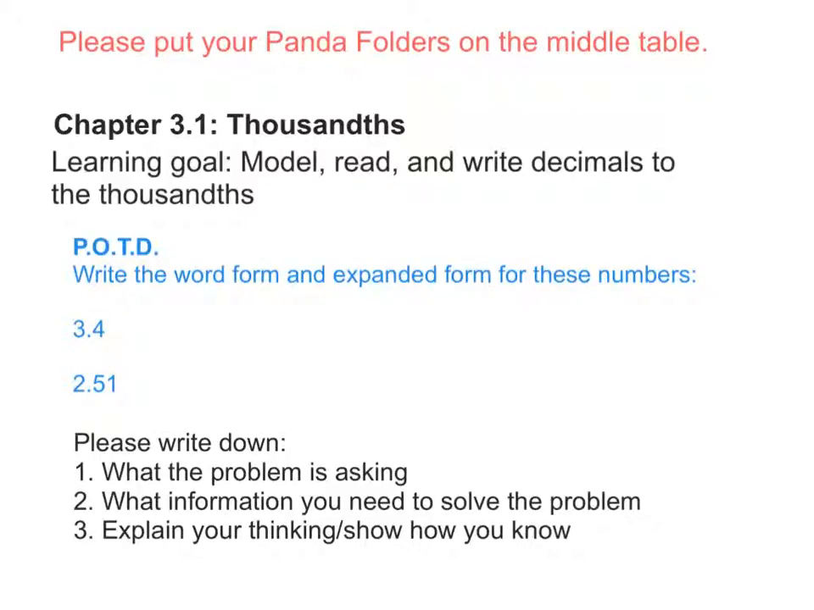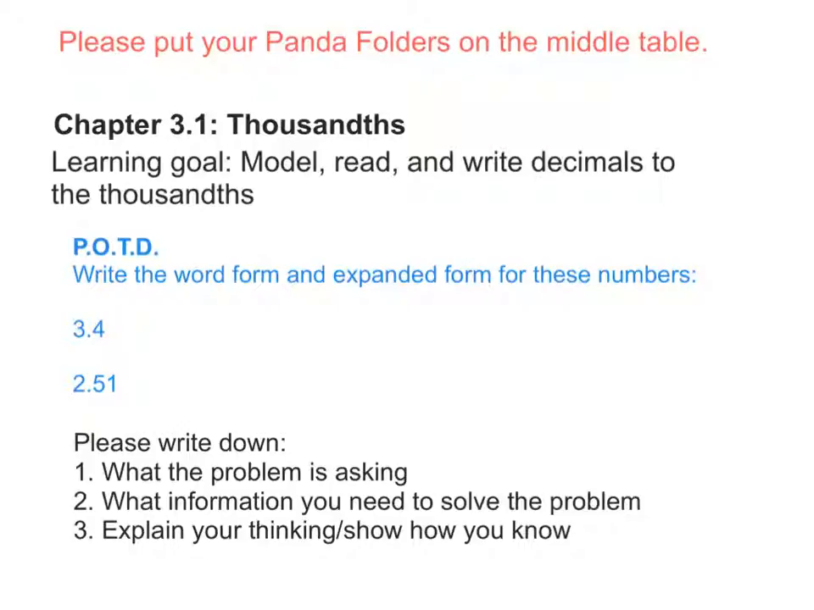Today we are going to start chapter 3, which is all about decimals, okay? Today we're going to talk about chapter 3.1, which is all about thousands, the thousands place when we're talking about decimals, okay? Your learning goal today is to be able to model.